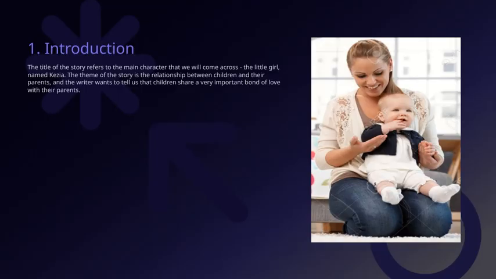Welcome to our third slide, where we begin to explore the story itself. The story centers around a young girl named Kezia, who is our main character. As we follow her journey, you'll notice how the story highlights the special relationship between children and their parents. This bond is built on love, trust, and understanding, and it's a theme that runs throughout the entire narrative.